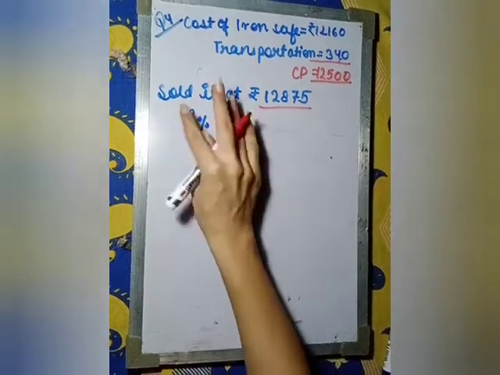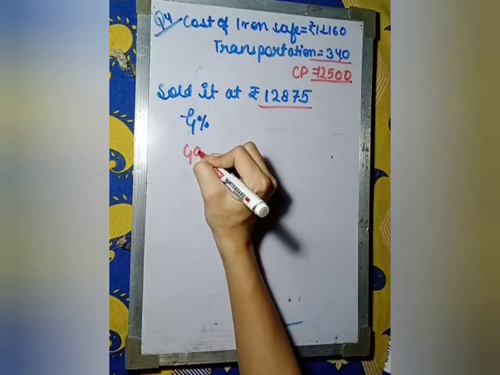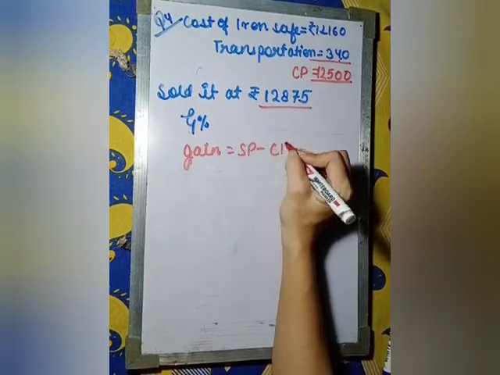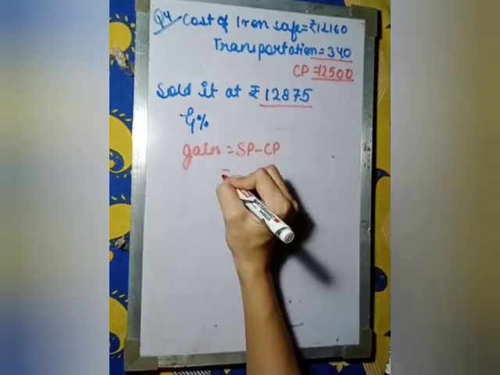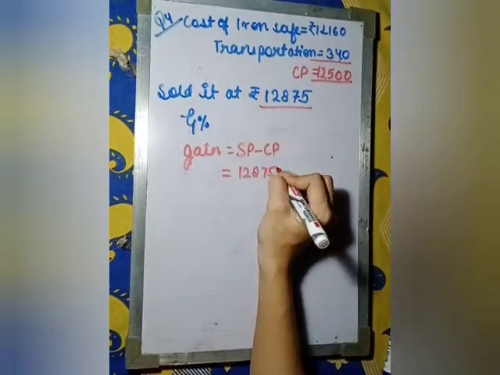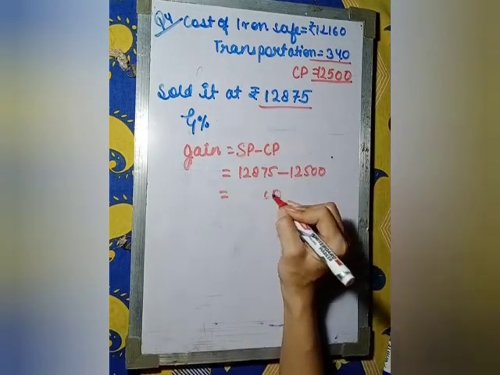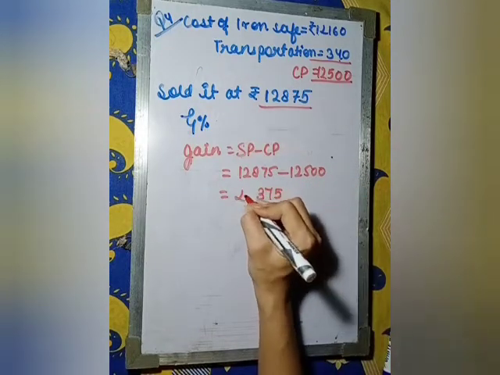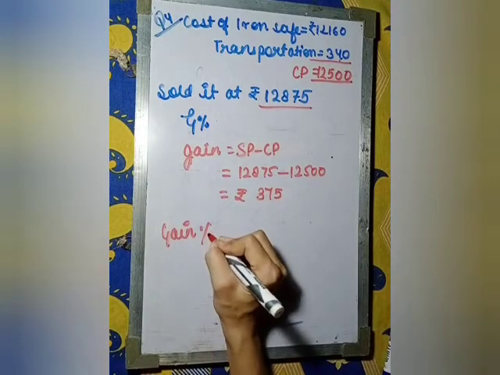Now tell me which is greater. SP is greater than CP, so this is gain. What is the formula for gain? SP minus CP. How much is SP? 12875, and how much is CP? 12500. When you subtract this, it will be rupees 375.